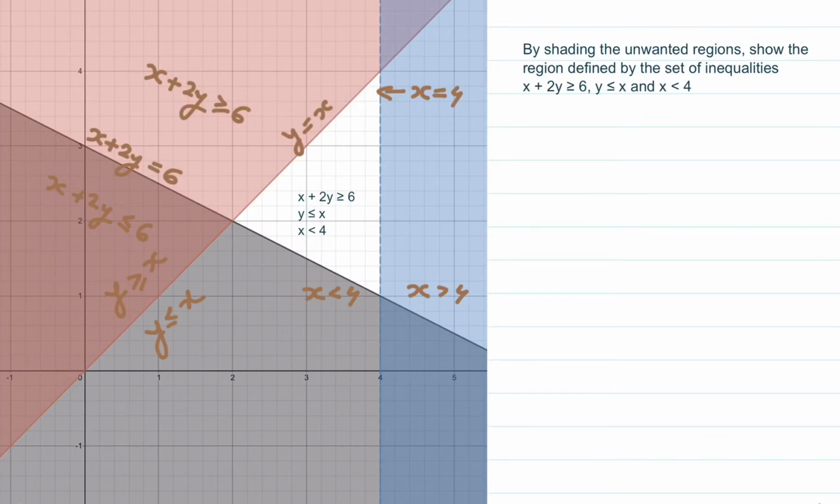So if you take all the three inequalities together, then the part which is unshaded describes these three inequalities, which is shown in the intersection of the three lines.